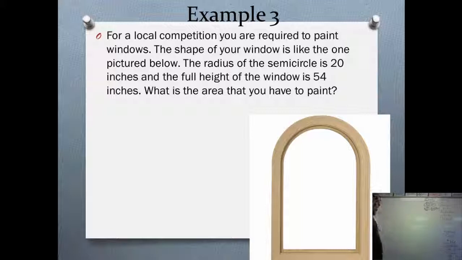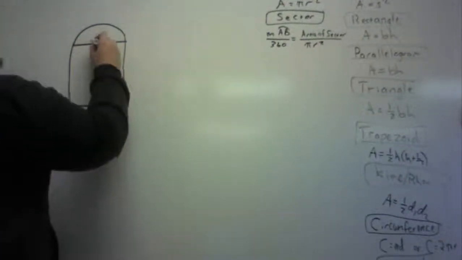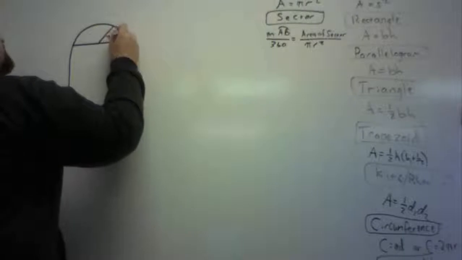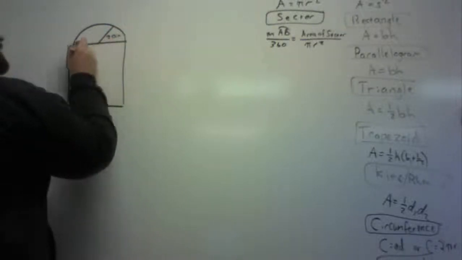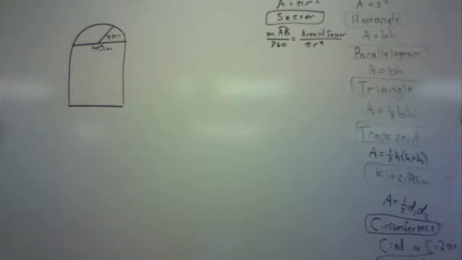So they give us some information in our picture, and right away I know it's picture information, so I'm going to try and draw the shape to the best of my ability. Alright, for a local competition you are required to paint windows. The shape of your windows is like the one pictured below, or like this. The radius of the semicircle is 20 inches. So there's a semicircle here at the top. They tell me that the radius is 20 inches, which means the full length here would be 40 inches. Okay, filled in what I knew.